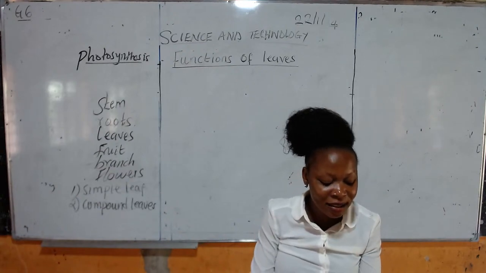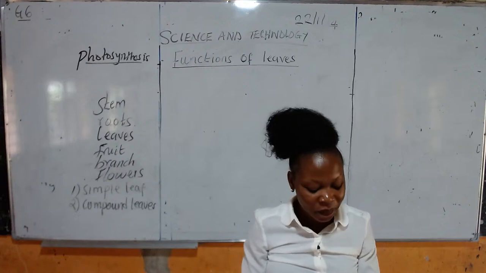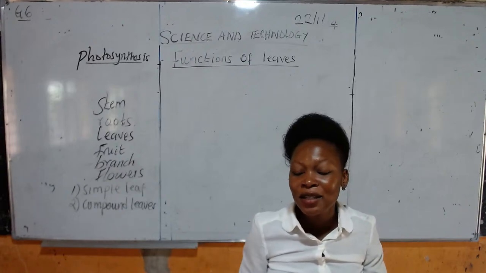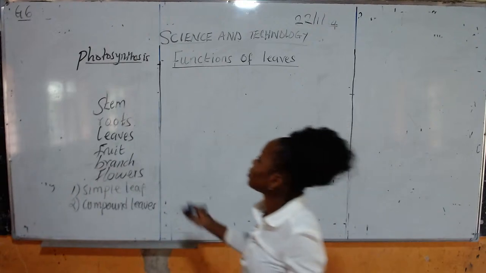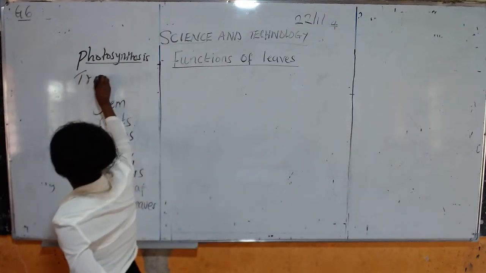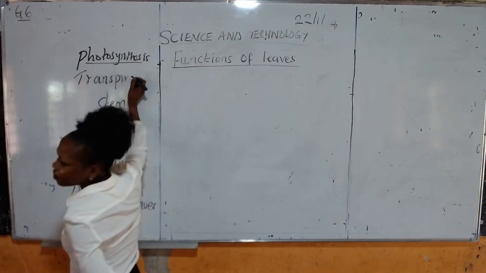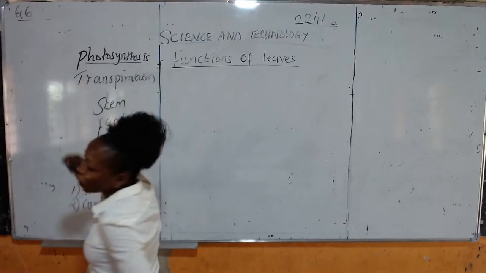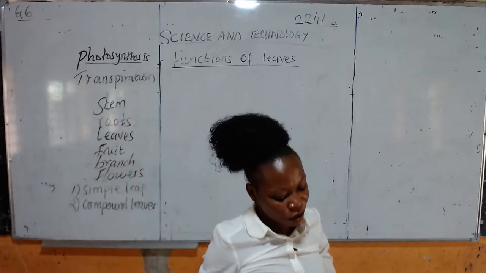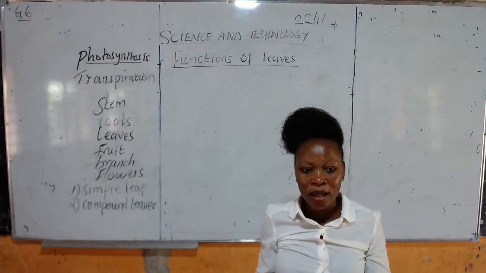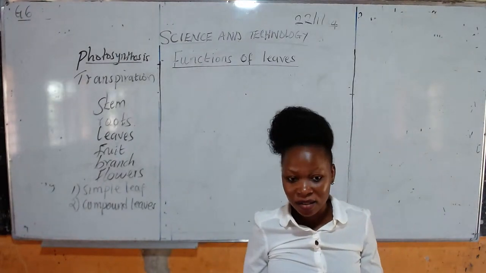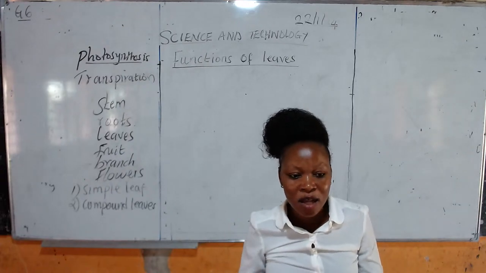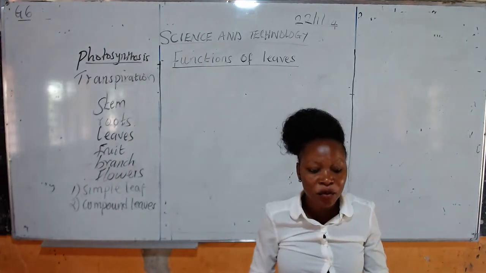Then we say that apart from photosynthesis, another function of leaves is transpiration. Say transpiration. So we have transpiration. We say that the leaves also sometimes breathe, okay? And they breathe through their leaves. Are we together? The plants breathe and they breathe through their leaves.